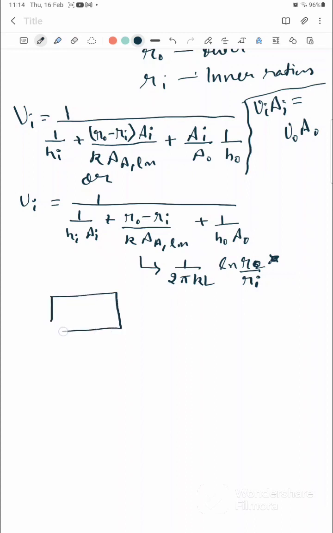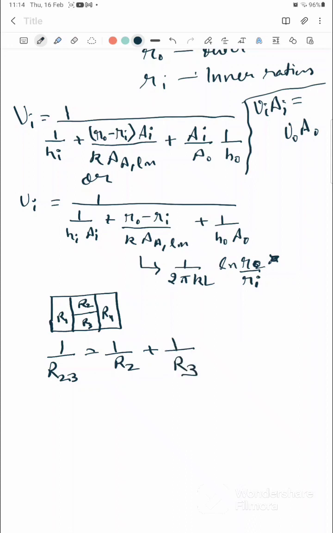How we add the resistance in case of currents? Similarly, we add for heat transfer coefficient like R2, R3, R4, 1 by R2 plus 1 by R3. R total is R1 plus R2, 3 plus R4.